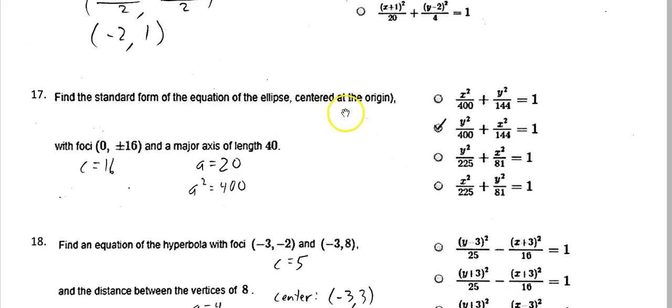Now for this one, they told us that it was centered at the origin. If you average the 2 coordinates they gave us, you end up with 0, 0. So I shouldn't have any x minus a number or y minus a number on the numerators. So that didn't help me to find the center on this one.